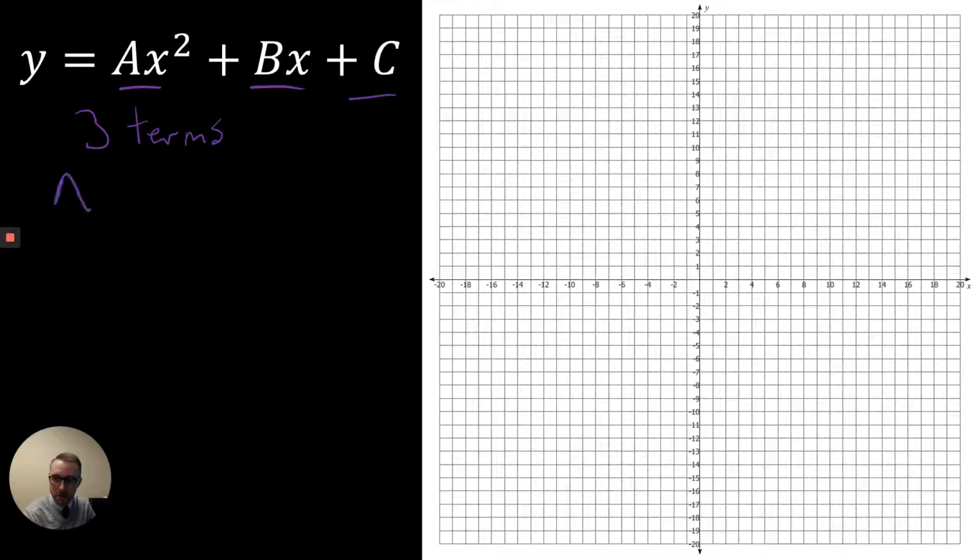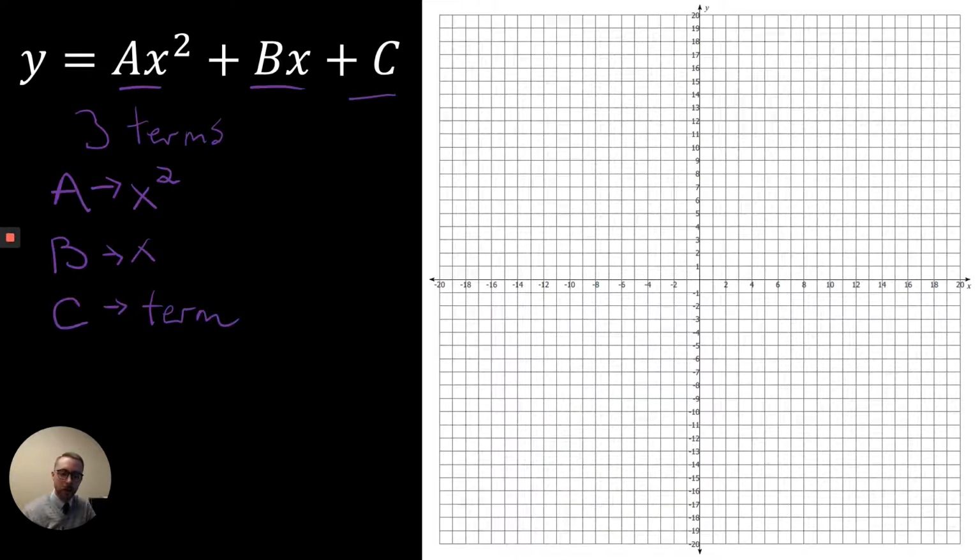A is the coefficient in front of x squared. B will be the coefficient in front of x, and C will be the lone term that doesn't have a variable. Sometimes they might be written in a different order. X might come before x squared, but A will always be the coefficient in front of x squared, B will always be the coefficient in front of x, and C will always be the term that does not have a variable. So when I'm looking at the quadratic equation, for example, you might see a bunch of A's and B's and C's. This is what we're talking about.